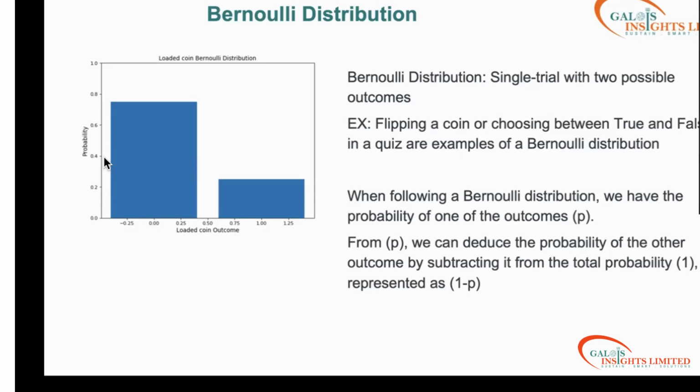For the Bernoulli distribution, we have the probability of one of the outcomes, P, and then you can find the other probability by just subtracting, 1 minus P, because we know that the total probability will be 1. So the other probability will be 1 minus P.